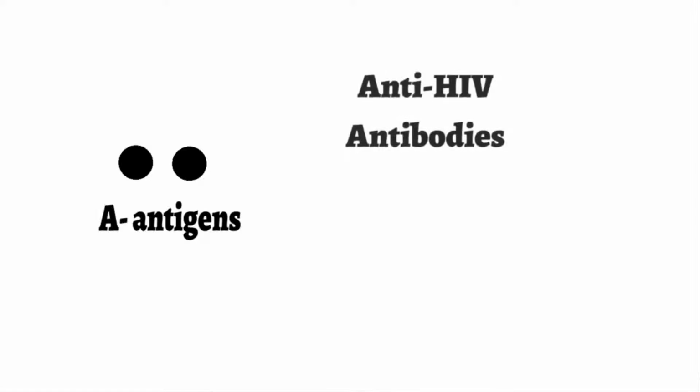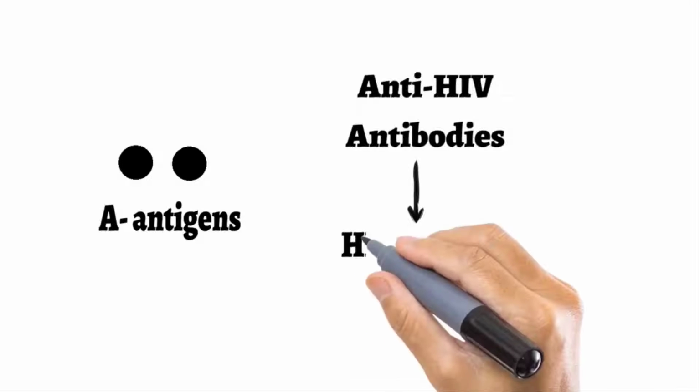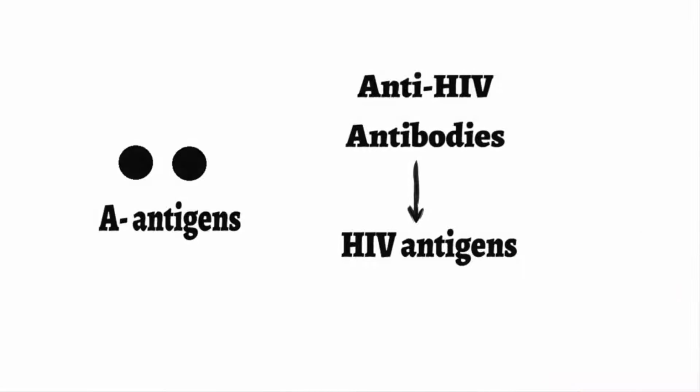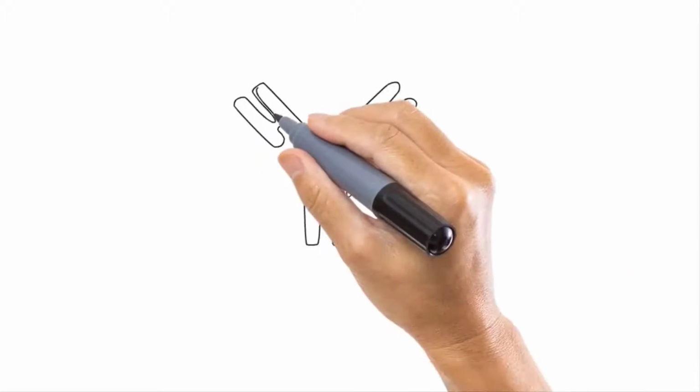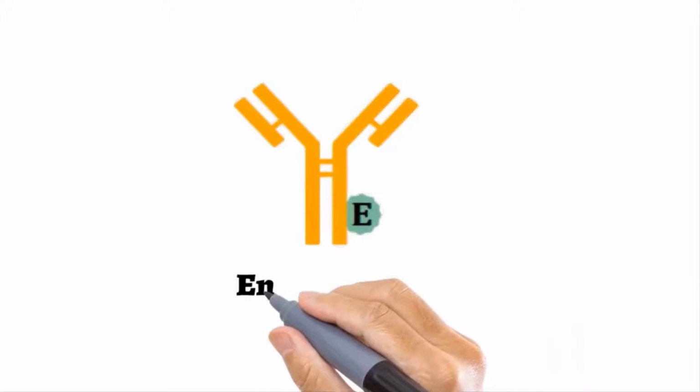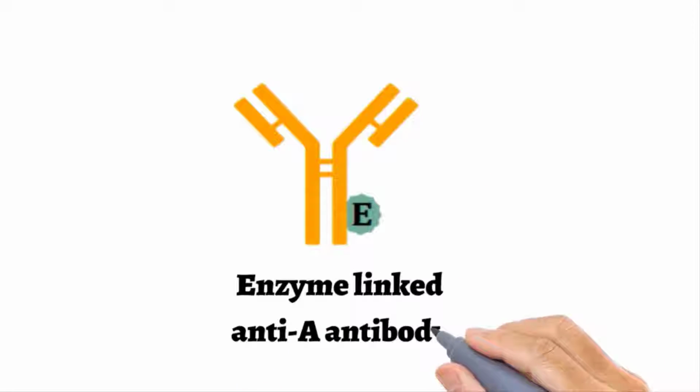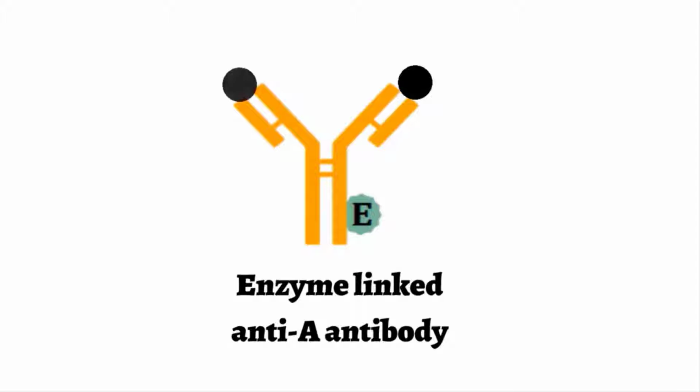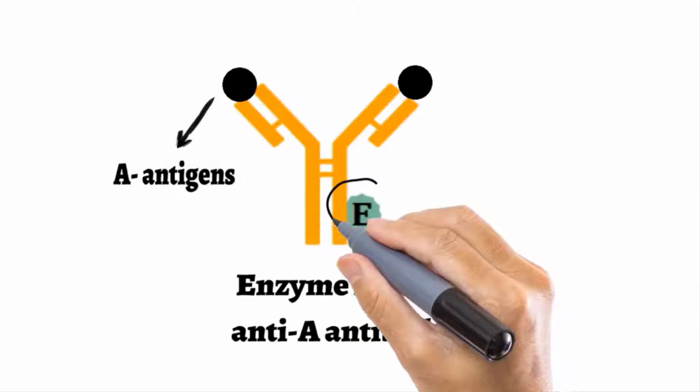For this, we will require A antigen, which means you must have the antigens specific to the antibodies whose concentration is to be determined. For example, if you want to determine the concentration of anti-HIV antibodies from the sample, you must have HIV antigen with you. Second and the most important thing that you must have is the enzyme linked anti-A antibody. This antibody also binds to the A antigen like the antibodies present in the sample, but these antibodies are coupled to the enzyme.